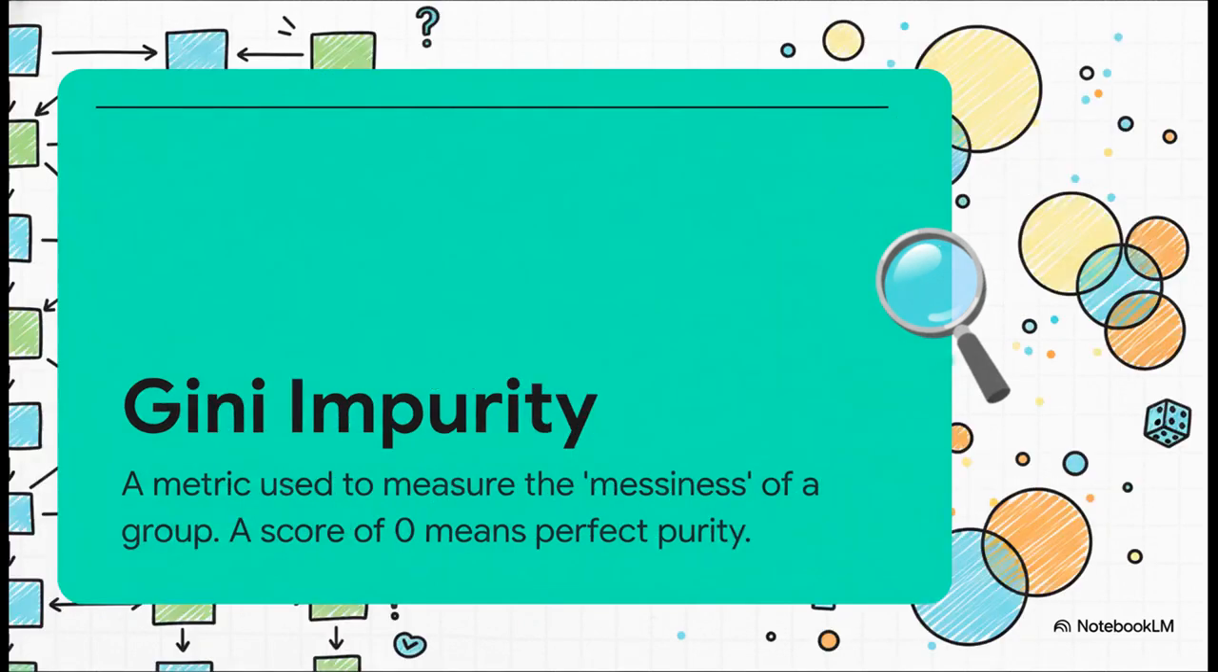And how does it know if a split is any good? Well, it measures the purity with a metric, and a common one is called Gini impurity. Now, don't let the name scare you. Just think of it as a messiness score. At every single step, the tree is programmed to ask the one question that will cause that messiness score to drop the most. If a score hits 0, that means perfect purity. Game over for that branch.